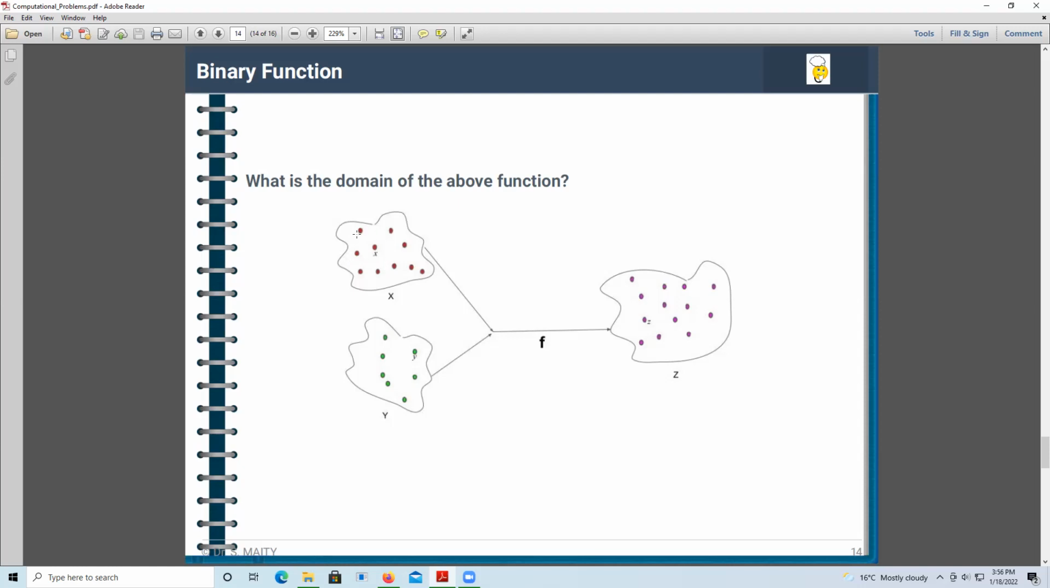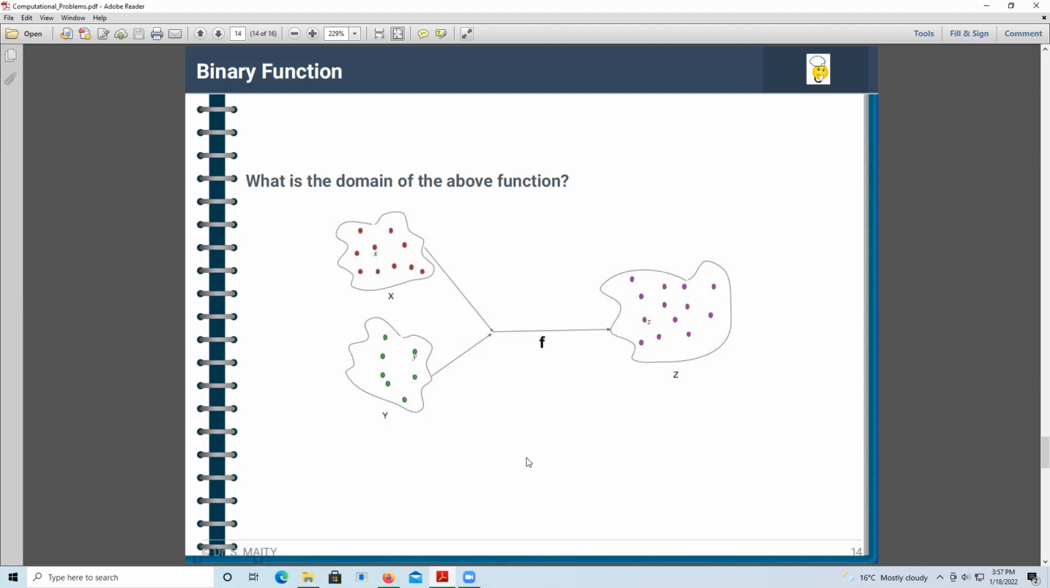Suppose how many balls are here? 1, 2, 3, 4, 5, 6, 7, 8, 9, 10. And here we have 1, 2, 3, 4, 5, 6, 7. Here we have 10 red balls and 7 green balls. Then tell me how many possible inputs you can create. 70. 70 inputs. Because see, the first input always should be from X.